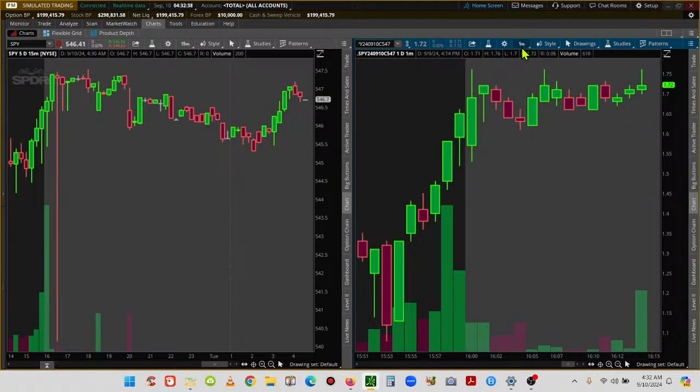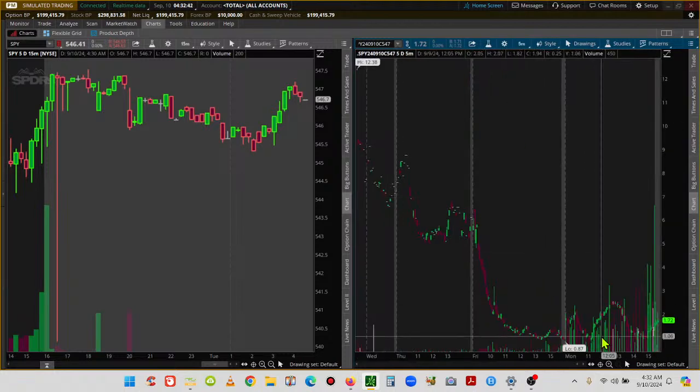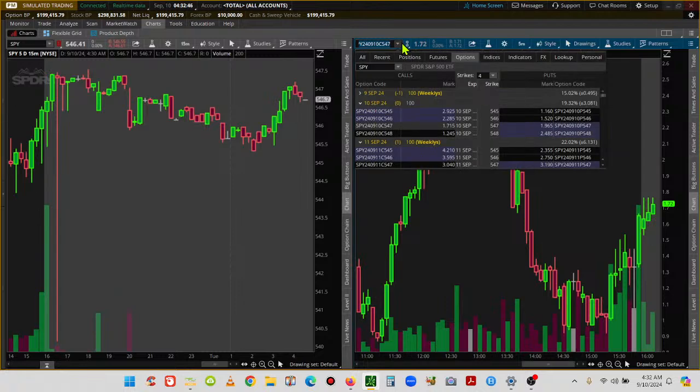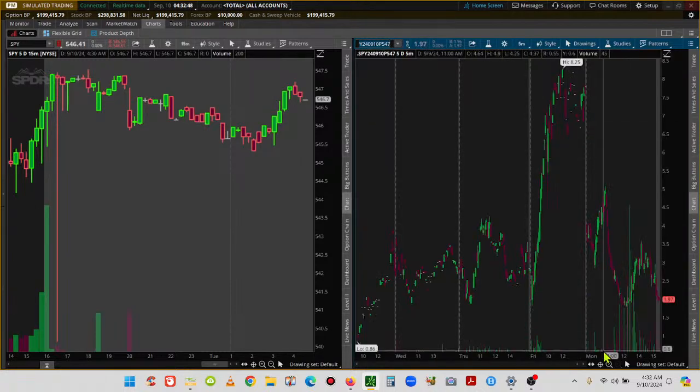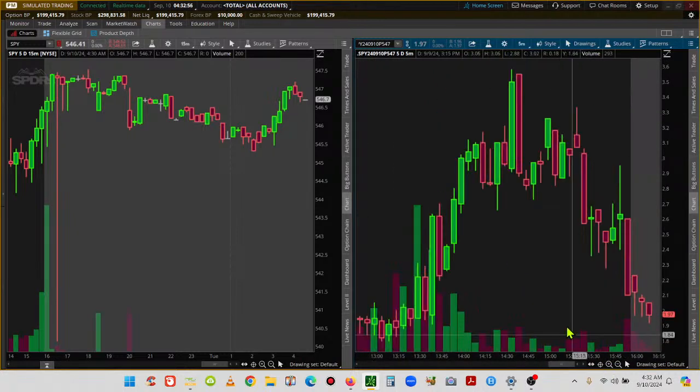I'm going to switch over to 5 minute, and zoom back in. Whoops. We're going to go back to put. We're looking at a put. So we're going to hold the put. All right. Zoom in, and there you go.